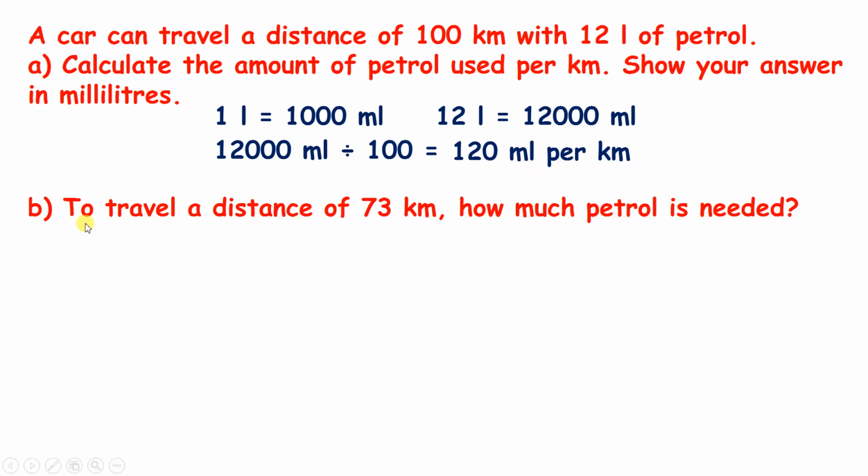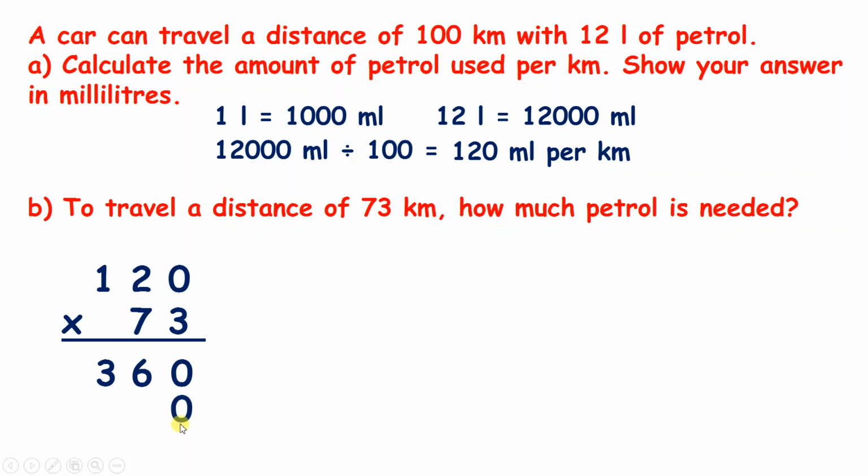But now we want to know, to travel a distance of 73 kilometres, how much petrol is needed. So if to travel 1 kilometre it takes 120 millilitres, we need to multiply that by 73, and that will tell us how much is needed for 73 kilometres. 0 times 3 is 0, 2 times 3 is 6, and 1 times 3 is 3. Now to multiply by 70, we can put our 0 placeholder in and then multiply by 7.